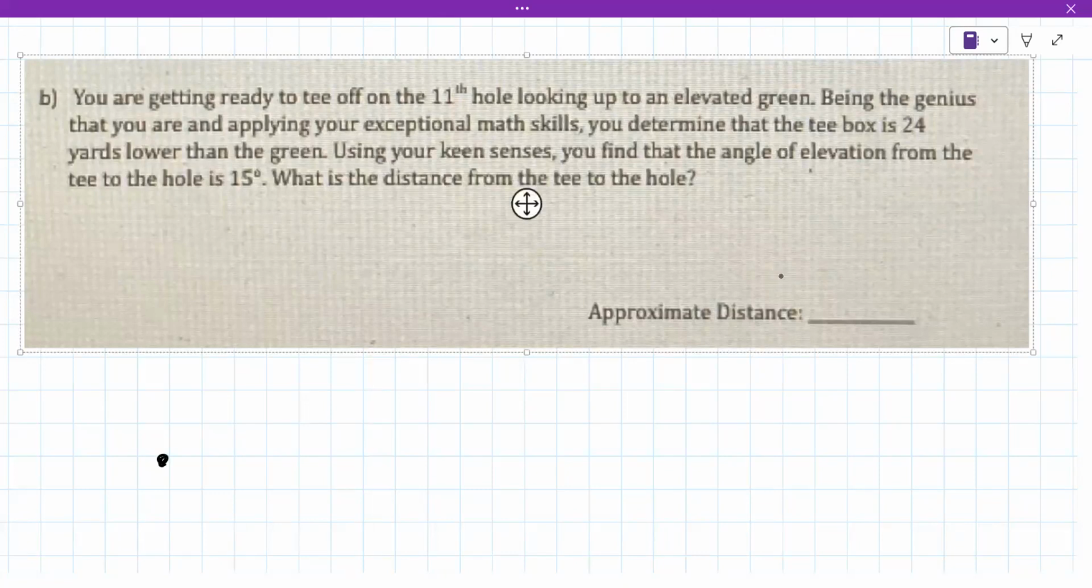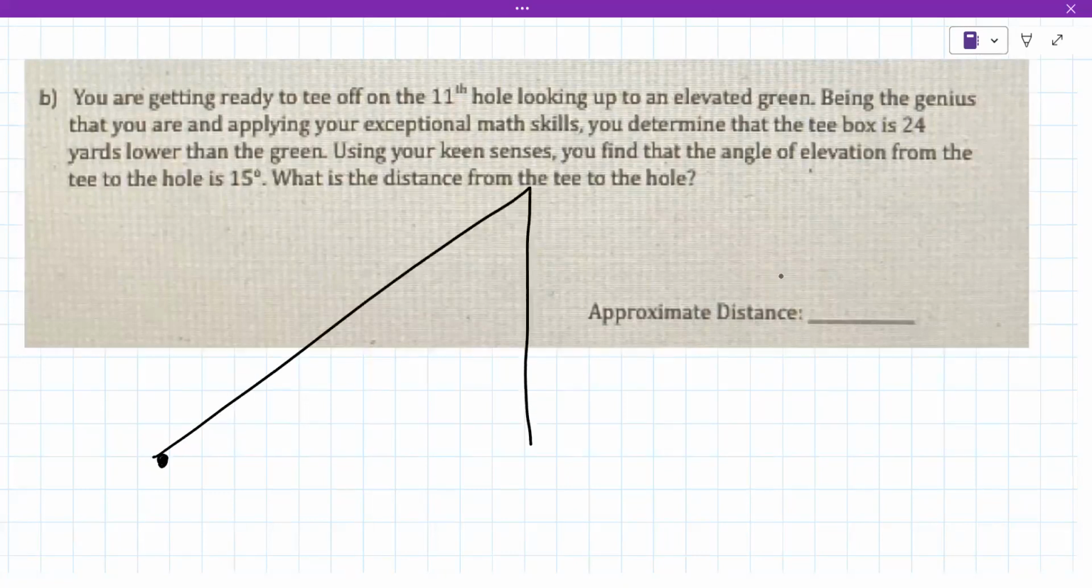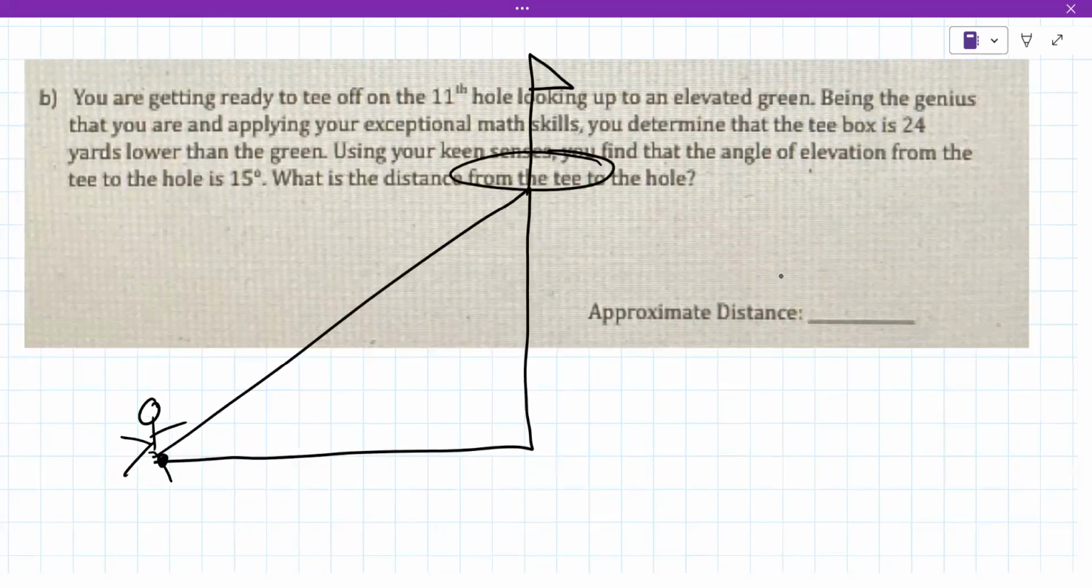All right, so it's a right triangle of some sort. The golfer is down here. The green is up here. We know the golfer has a 15-degree angle. We know that the height is 24 yards, and that's about it for the given stuff.